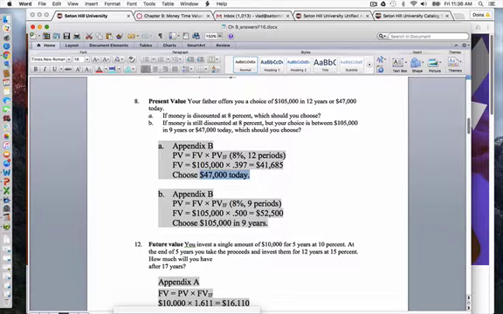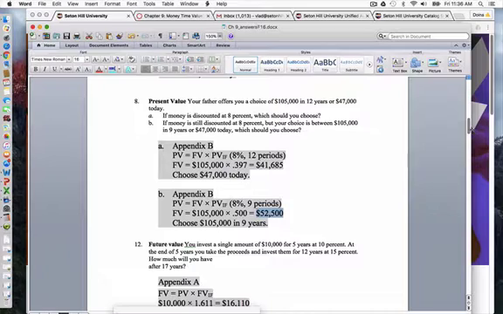This is why you are going to end up with a higher amount, and based on these calculations, you are going to choose $105,000 in 5 years rather than 47,000 today in the previous case. Well, then you have some more applications to work on, very similar, take your time.